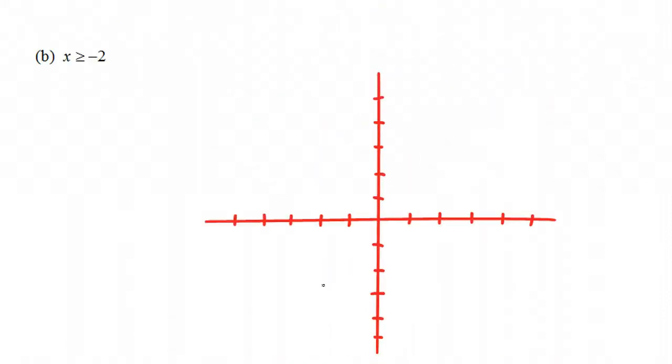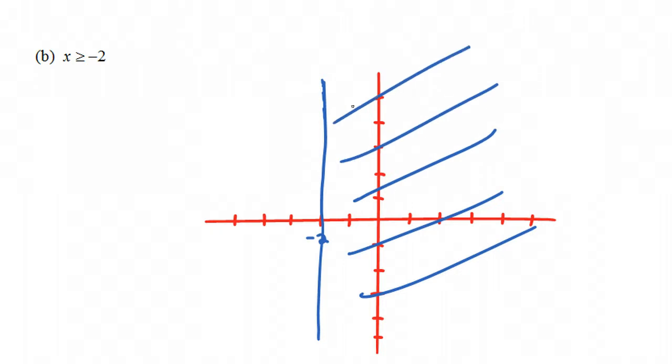And if you were to graph x is greater than or equal to -2, now notice x equals -2 would be a vertical line here at -2. I'm going to draw this as a solid line here. And we're shading in x is greater than -2. We'll end up shading to the right of this line.